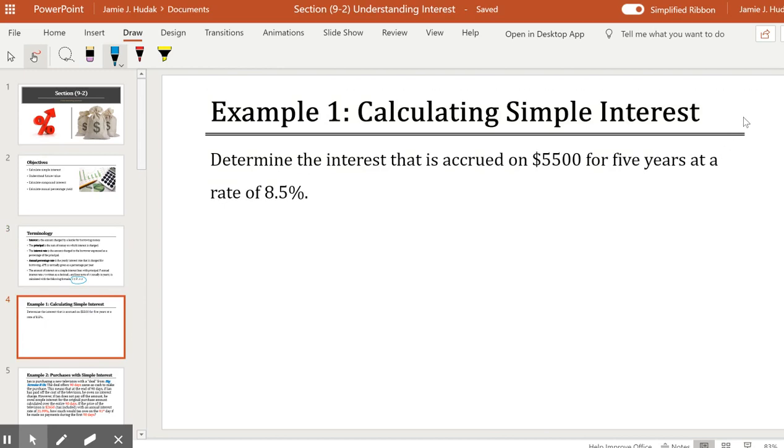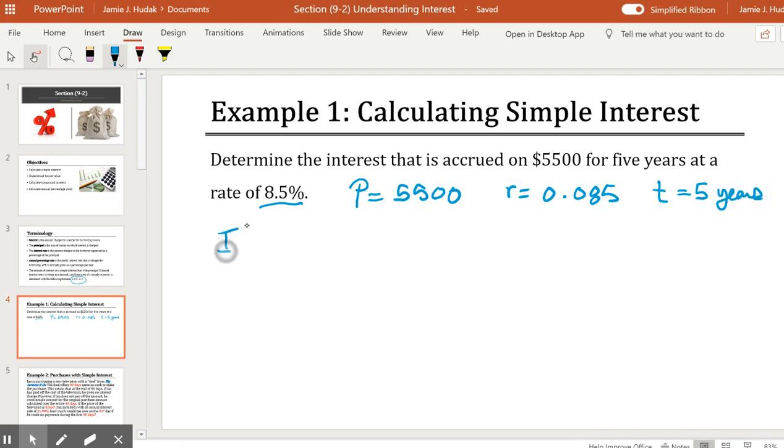So example 1 says calculate the simple interest. So we want to determine the simple interest that is accrued on $5,500 for 5 years at a rate of 8.5%. So we want to identify our P, our R. So we took the 8.5% and expressed it as a decimal, and the T, which is 5 years. We recall our formula. I is equal to P times R times T. So I is equal to 5,500 times 0.085 times 5 years.